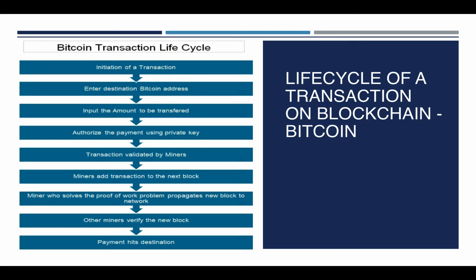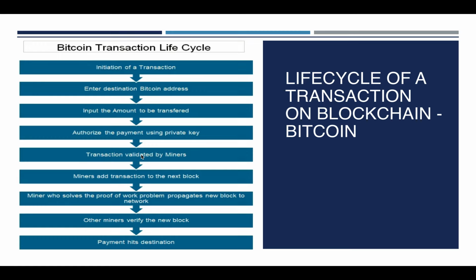As I've told before, the life cycle of a transaction differs from one blockchain to another. Let us see the Bitcoin transaction life cycle. The life cycle of a transaction on Bitcoin is basically transferring the currency from one account to another. As you already know, Bitcoin is a currency transfer platform. A peer initiates the transaction, and once he initiates the transaction, he enters the destination Bitcoin address, and he also enters the amount that he wants to transfer to the destination Bitcoin address. After that, he authorizes the payment using the private key, his own private key.